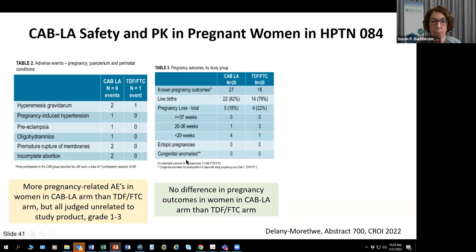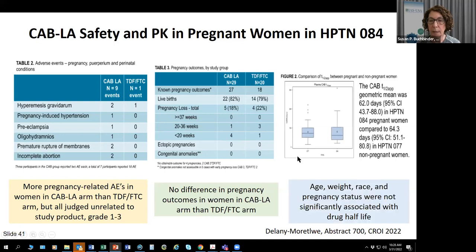Then they also looked at pregnancy outcomes. And they found no difference in pregnancy outcomes in women with CAB-LA compared to TDF-FTC. And they also found that there was no difference in the terminal half-life. So the age, weight, race, and pregnancy status were not significantly associated with the drug half-life. So that's good news that it should be equally efficacious, we hope, in pregnant women.